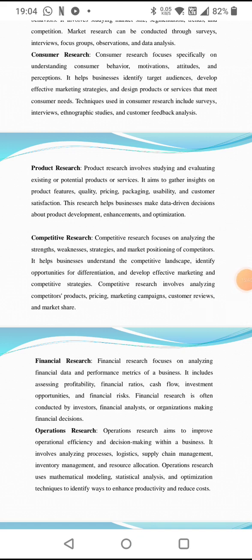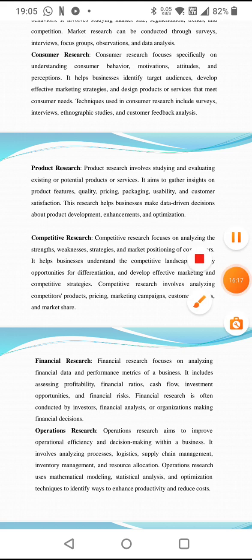Next, coming to financial research. So, what exactly is financial research? It focuses on analyzing financial data and performance metrics of a business. It includes assessing profitability, financial ratios, cash flow, investment opportunities, and financial risk involved in that. So, financial research is often conducted by investors, financial analysts, or organizations making financial decisions.